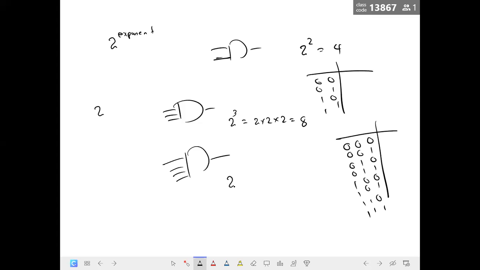The exponent becomes 4, 2 to power 4, right? Equals 16. 16 different combinations will be there.